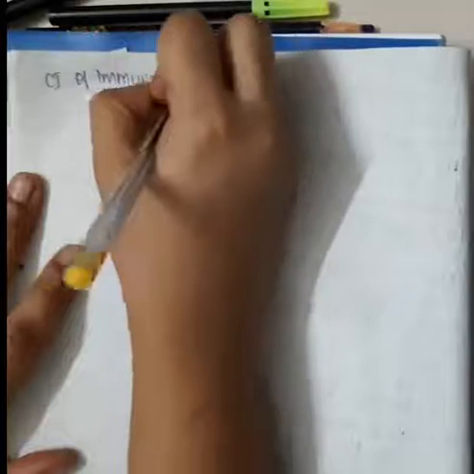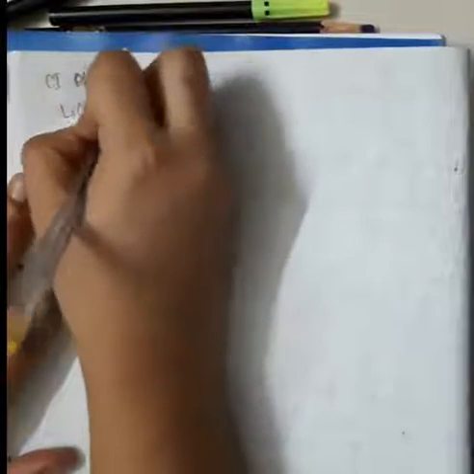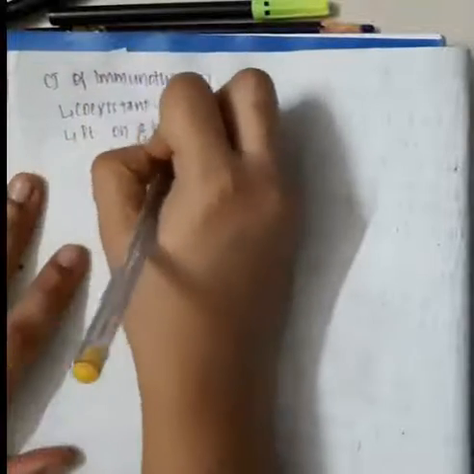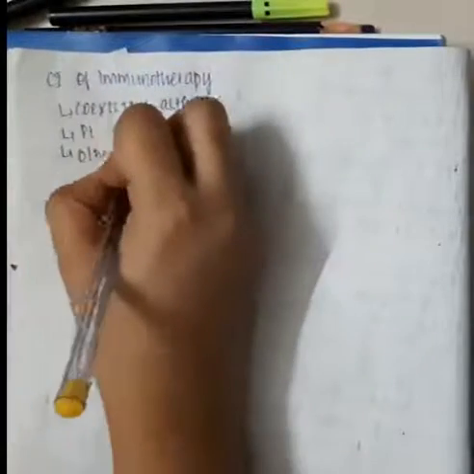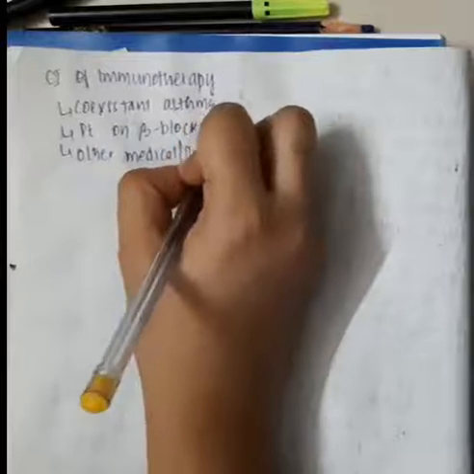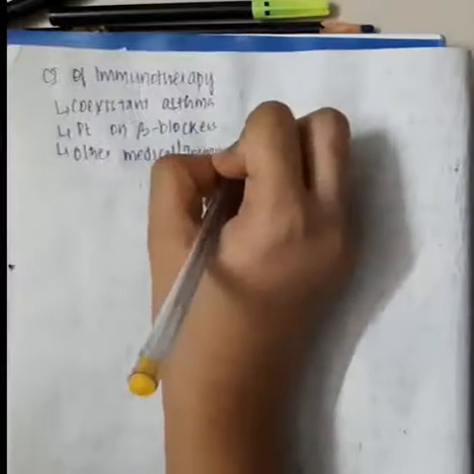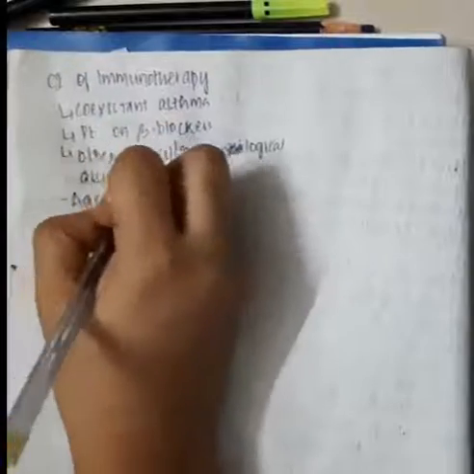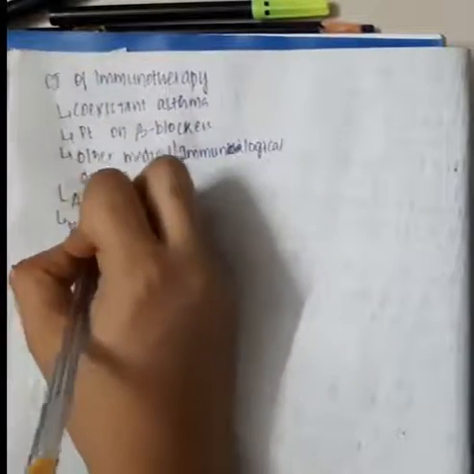Next, what are the contraindications of immunotherapy? The contraindications are coexisting asthma, patients on beta blockers, other medical immunological diseases, age less than 5 years, and pregnancy. In these, immunotherapy is contraindicated.